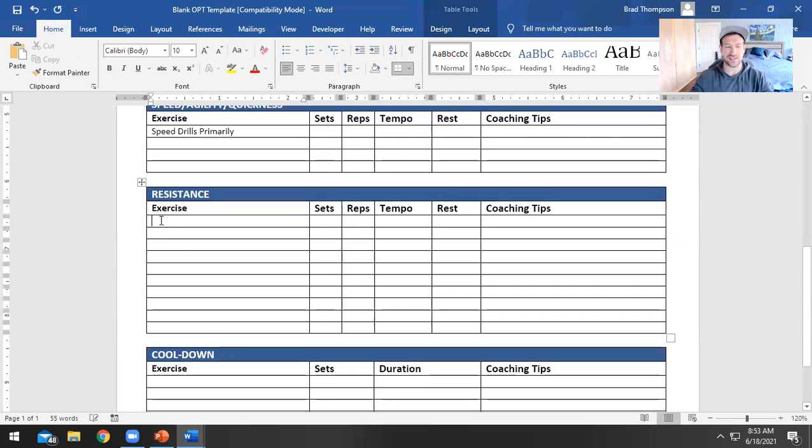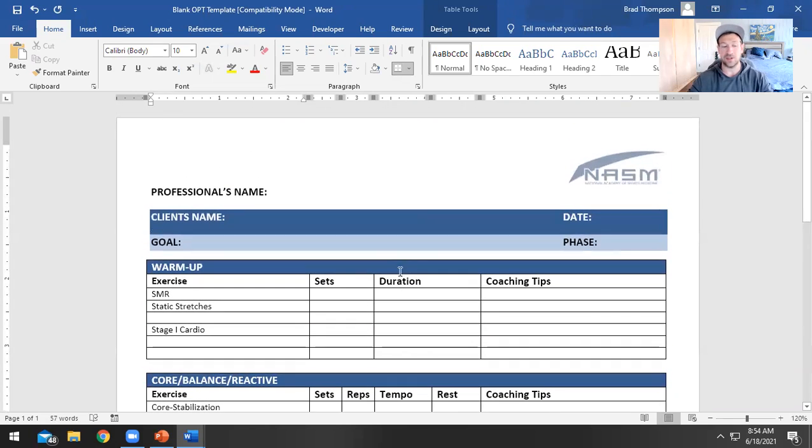And then in the resistance section, we do resistance stabilization exercises, right? Which is going to be either a total body stabilization exercise, chest stabilization, back stabilization, whatever body part you're describing there. So if our client's in the stabilization level, that's what this is going to look like, right? We talked all about that.